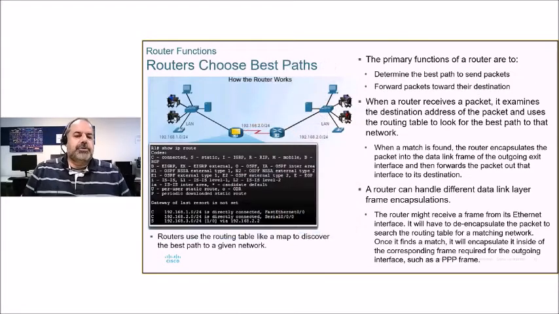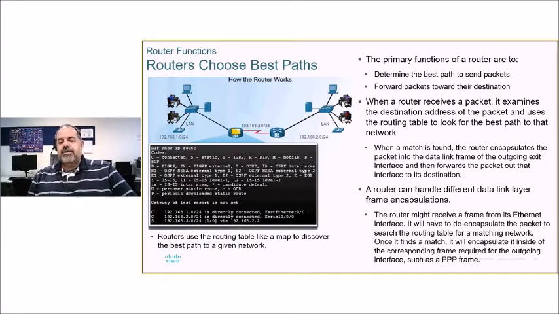Okay, so routers choose the best paths, and so they use a routing table to do that. Routers use the routing table like a map to discover the best path to a given network. The primary function of a router is to determine the best path to send packets, forward packets towards their destination. When a router receives a packet, it examines the destination address of the packet and uses the routing table to look for the best path to that network. When a match is found, the router encapsulates the packet into the data link frame for the outgoing interface, and then forwards the packet out that interface towards its destination.